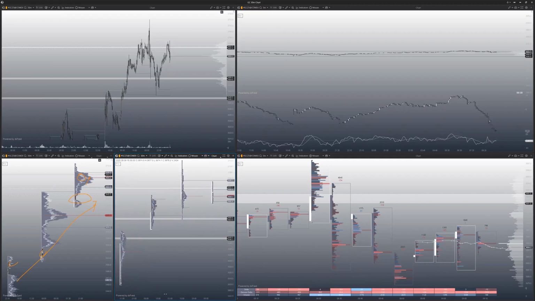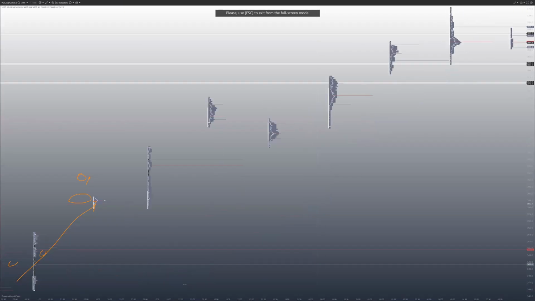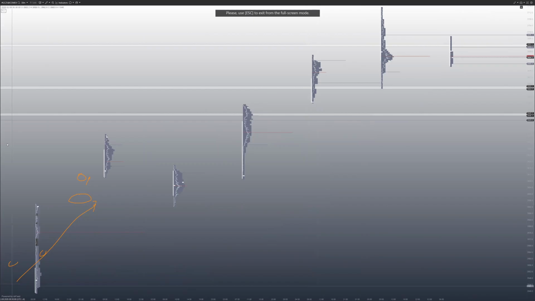So we're still on the last day. Let's make it bigger so you can see better. We switch the value area higher, higher, higher. Also, the VPOC switched higher, higher, and that tells me we are on an upside move.